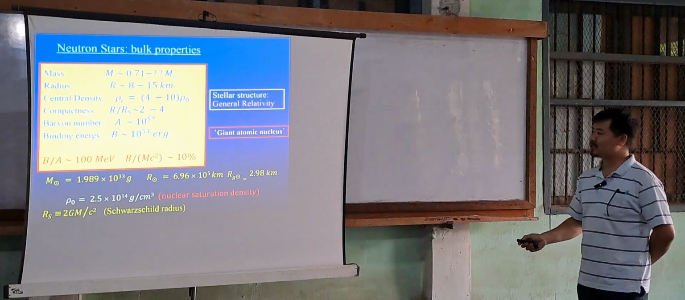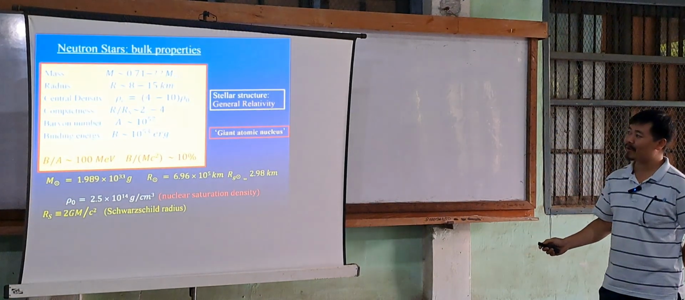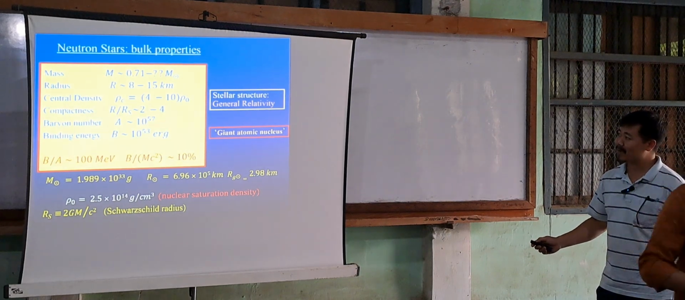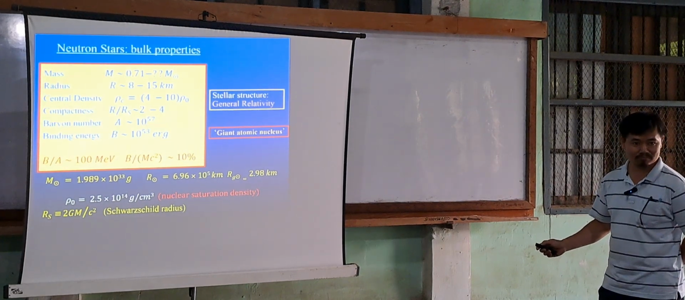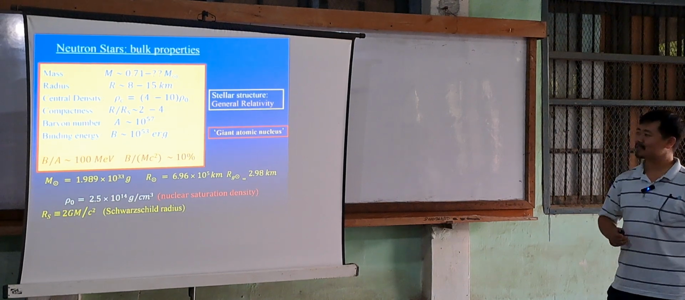So these are the bulk properties. Mass: we know the minimum is 0.71, that is the Oppenheimer-Volkoff mass, and the maximum mass is yet to be explored. That is why we are eager about it. The radius will be about 8 to 15 kilometers.